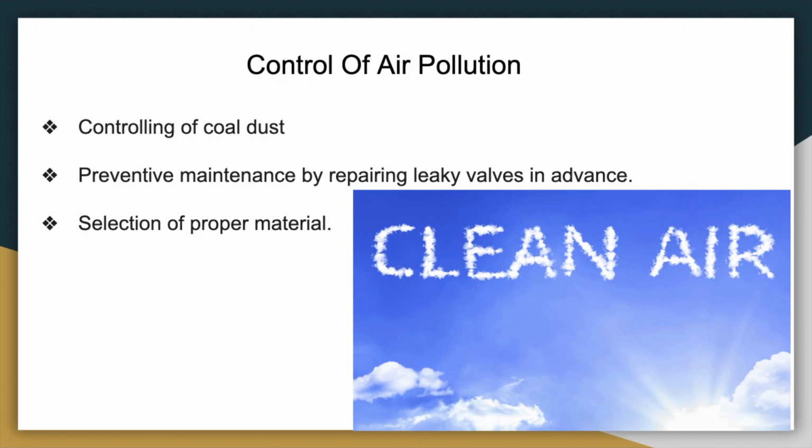How can we control air pollution? Controlling coal dust by sprinkling water on it before handling in a thermal power plant. Preventive maintenance by repairing leaky valves in advance so as to prevent the leakage of harmful gases into the air. Selection of proper material, for example, using low sulfur coal, will reduce the sulfur dioxide problem.